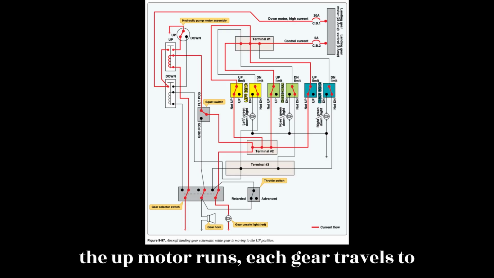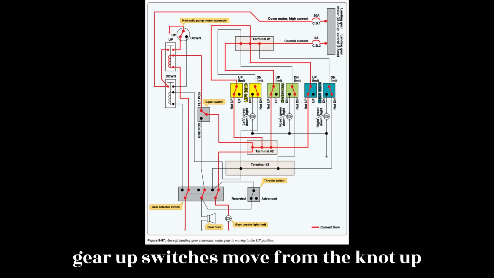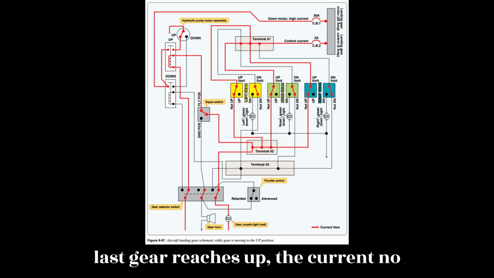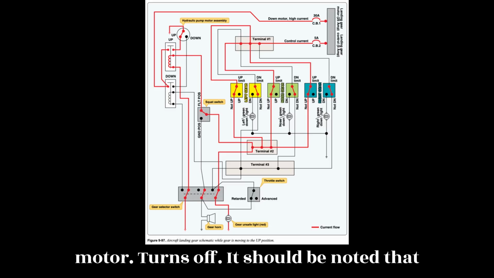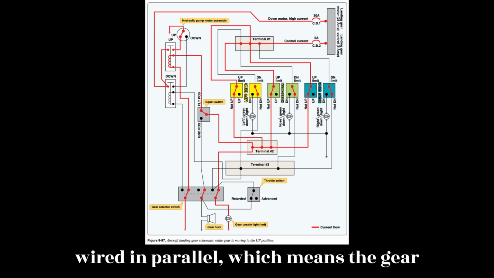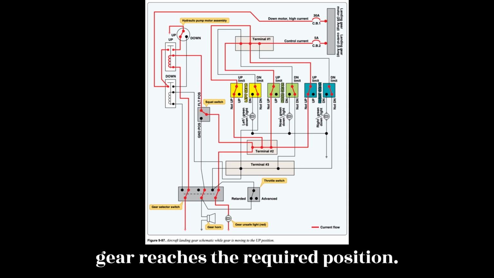As the up motor runs, each gear travels to the retract position. As this occurs, the gear up switches move from the not up position to the up position. When the last gear reaches up, the current no longer travels to terminal 2 and the gear motor turns off. It should be noted that similar to down, the gear switches are wired in parallel, which means the gear motor continues to run until all three gear reach the required position.